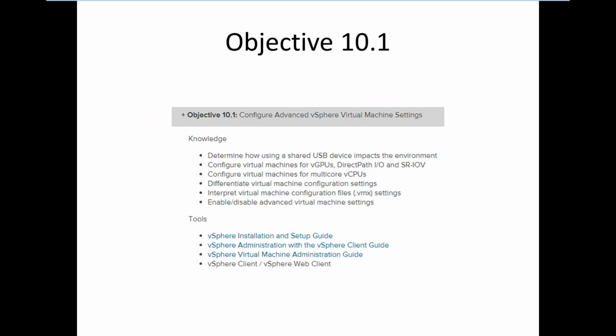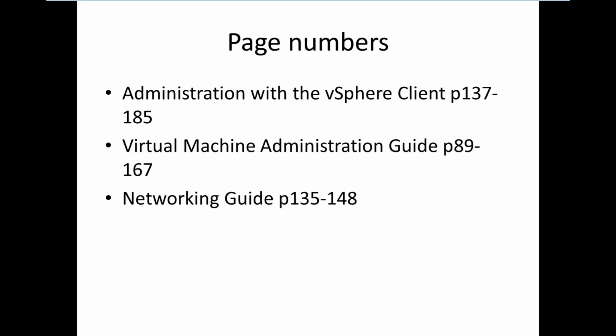So let's start looking at the objectives. The other objectives cover the basic settings, but this objective in particular checks some of the less used features. We're going to talk about USB devices. We're going to talk about vGPUs, DirectPath I/O, SR-IOV, single root I/O virtualization, sorry. Talked about multi-core vCPUs.